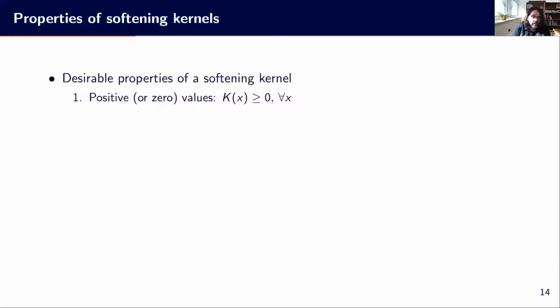The question now is what kind of smoothing kernels can we use? We have some desirable properties, things that we want. We want to use a kernel that has these properties. First, we want a kernel that is always positive or at least zero. We are not necessarily able to manage kernels with negative values. So over the whole domain, the value should be positive or zero.